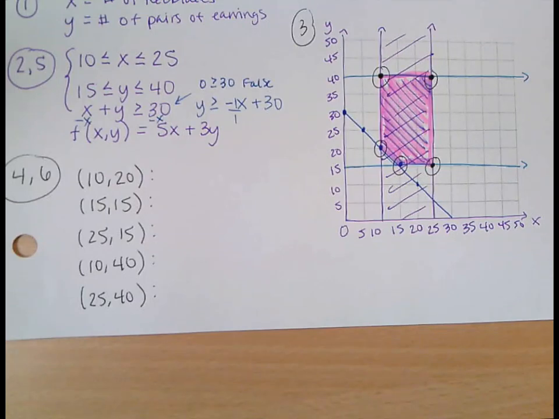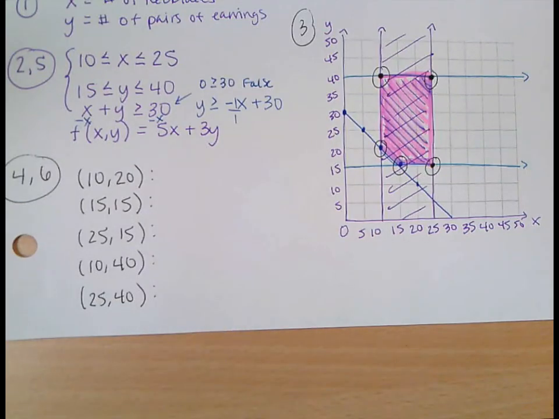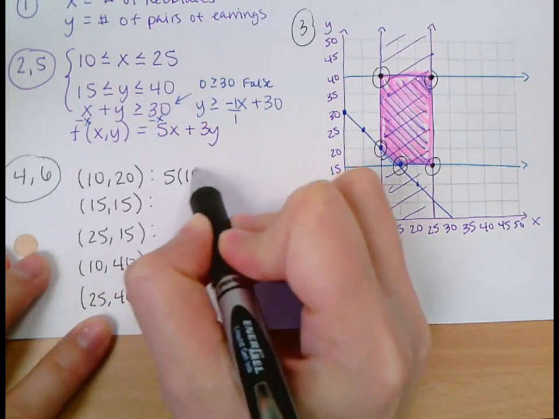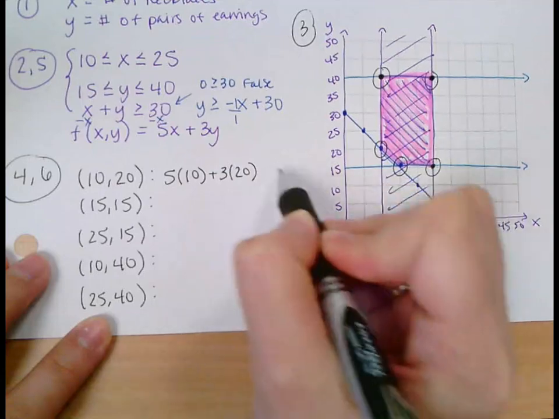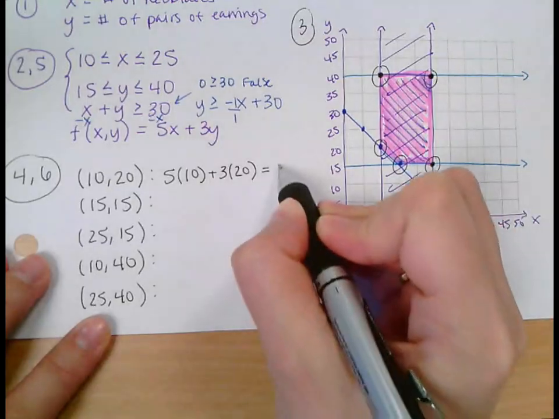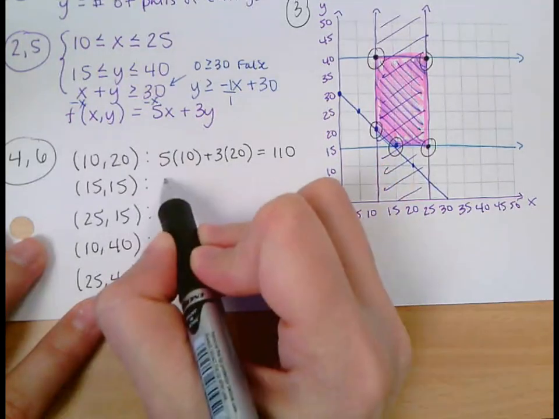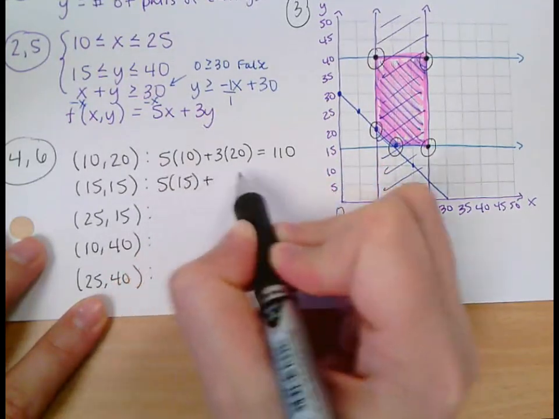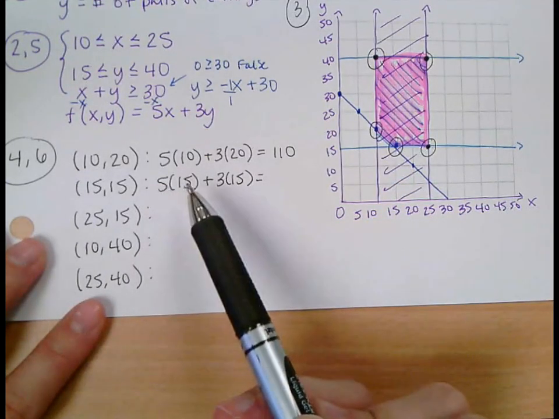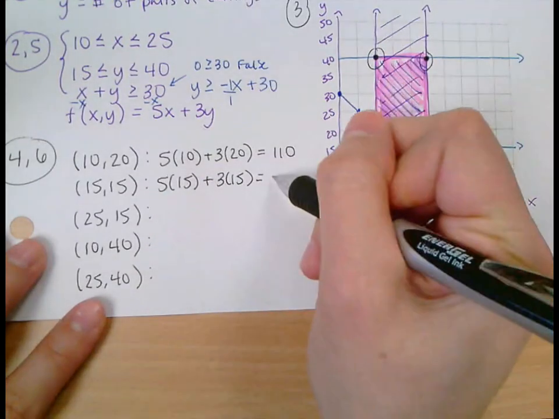Okay, and these are now being substituted into our function. The f of x, y is 5x plus 3y. So if we have 10, 20, that means we have 5 times x is 10 plus 3 times 20 is y, and that's 50 plus 60, so that's 110. 15, 15, so 5 times 15 plus 3 times 15, that would be 75 plus 45, so 120.